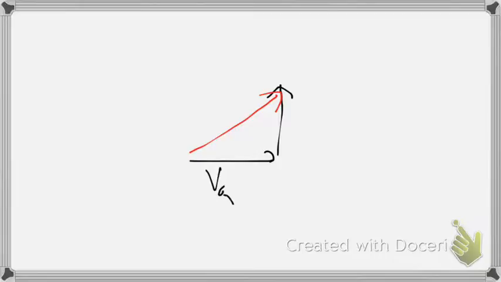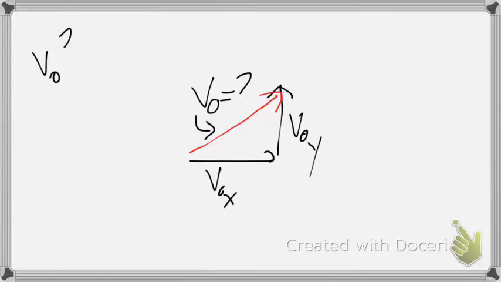Now let's say I've got some x and y components that I already know, and I want to figure out what the total vector is from those components. Well, I just use good old Pythagorean theorem. So if I've got an initial velocity in the x direction of some value and in the y direction of some value, and I want to know the total initial velocity, I can say my total initial velocity squared equals v naught x squared plus v naught y squared.